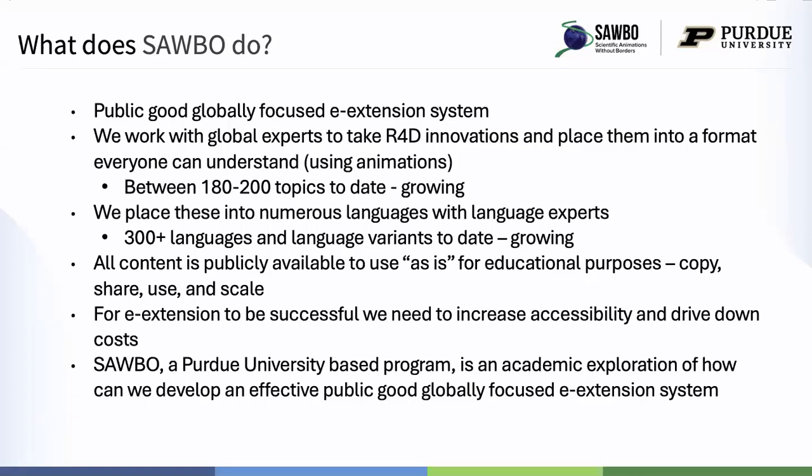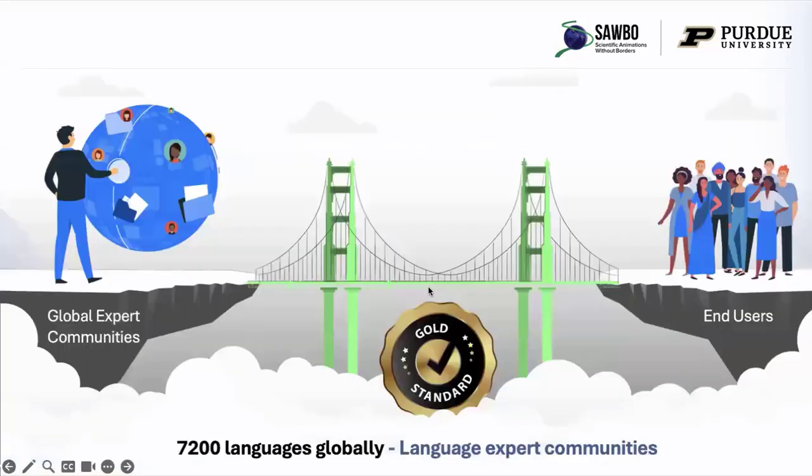However, broadly speaking, for e-extension to be successful, we need to increase accessibility of all the content and drive down the costs. So SAWBO, which is a Purdue University-based program, is an academic exploration of how we can develop an effective public good, globally focused e-extension system. And in order to achieve this, we have to increase accessibility to everyone and drive down the costs of how each individual accesses the content.